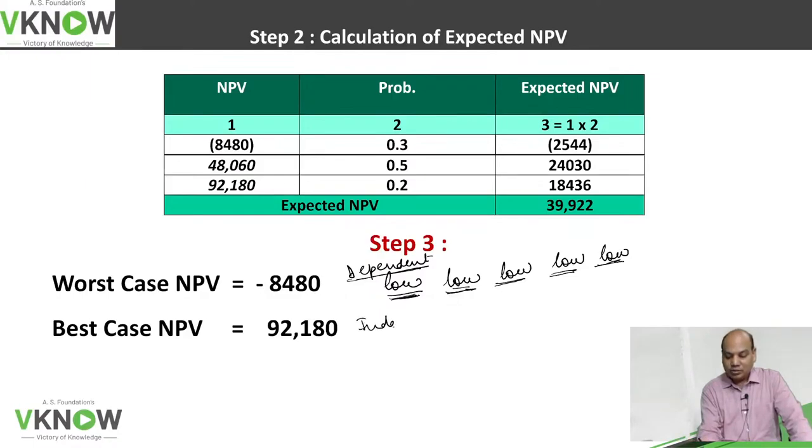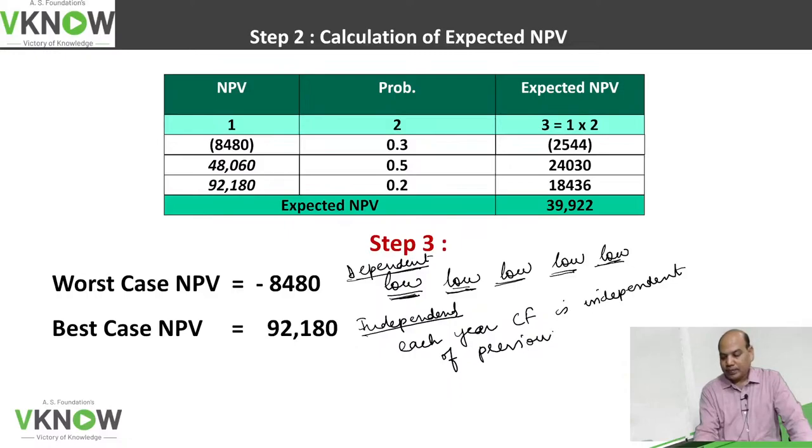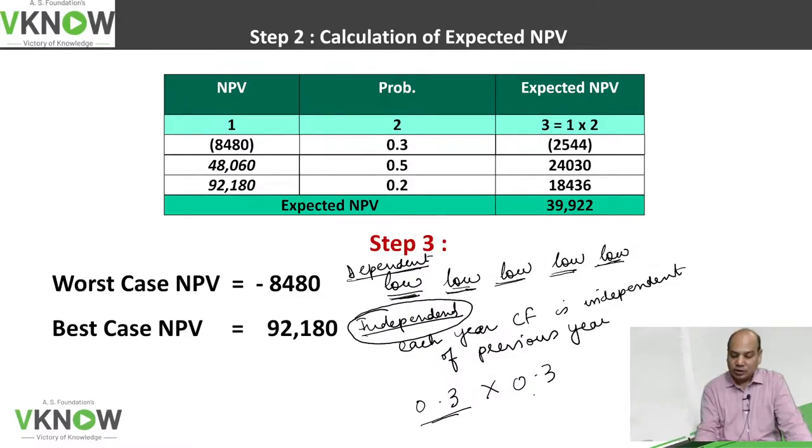And independent means independent of the previous year. Now my question is, if cash flows are independent in each year, and the probability of getting negative 8480 is 0.3, every year cash flow is independent of the previous year, so I'll get 0.3 into 0.3 into 0.3 into 0.3 into 0.3.